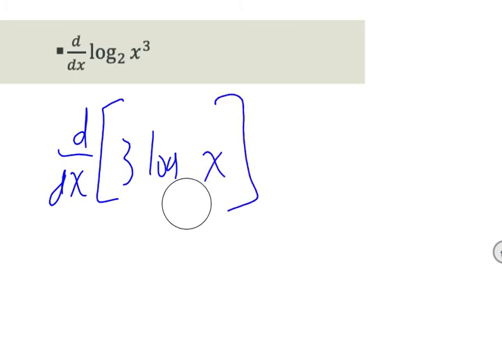So this is supposed to look like a 2. I don't know why I try to fix stuff. It just looks worse. Log base 2. There we go. So we got a 3. And now what is the derivative of log base 2 of x?